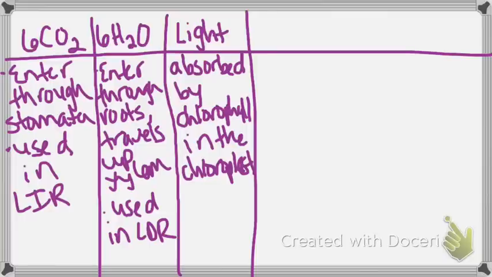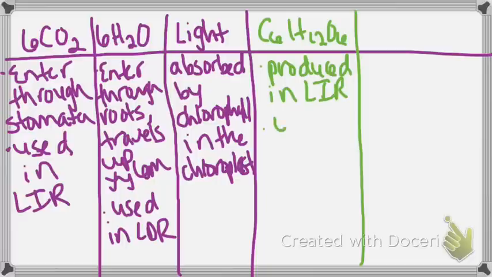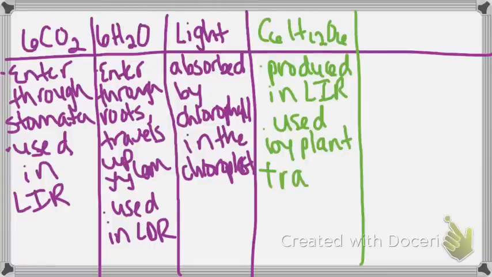Right? In our products, all of this is going to produce C6H12O6. Okay, this is our glucose, and glucose is going to be produced in the light-independent reactions. This is going to be used by the plant for energy. And remember, it's going to be traveling after it's produced. Our glucose travels in the phloem to wherever it's needed in the plant.